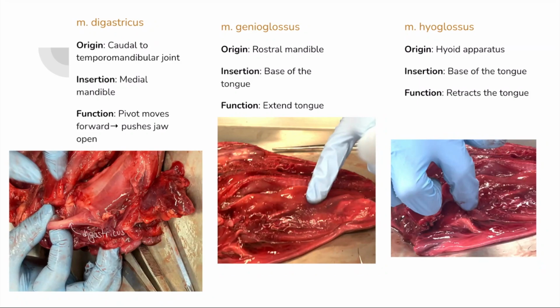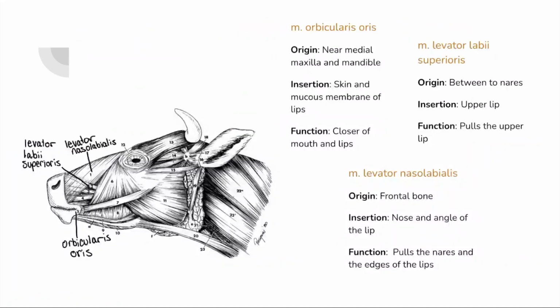And then there's the genioglossus, which originates at the rostral mandible and inserts at the base of the tongue, and its function is to extend the tongue. The hyoglossus originates at the hyoid apparatus and inserts at the base of the tongue, and its function is to retract the tongue. And then there's the orbicularis oris, which originates near the medial maxilla and mandible, and inserts at the skin and mucous membrane of the lips, and its function is to close the mouth and the lips.